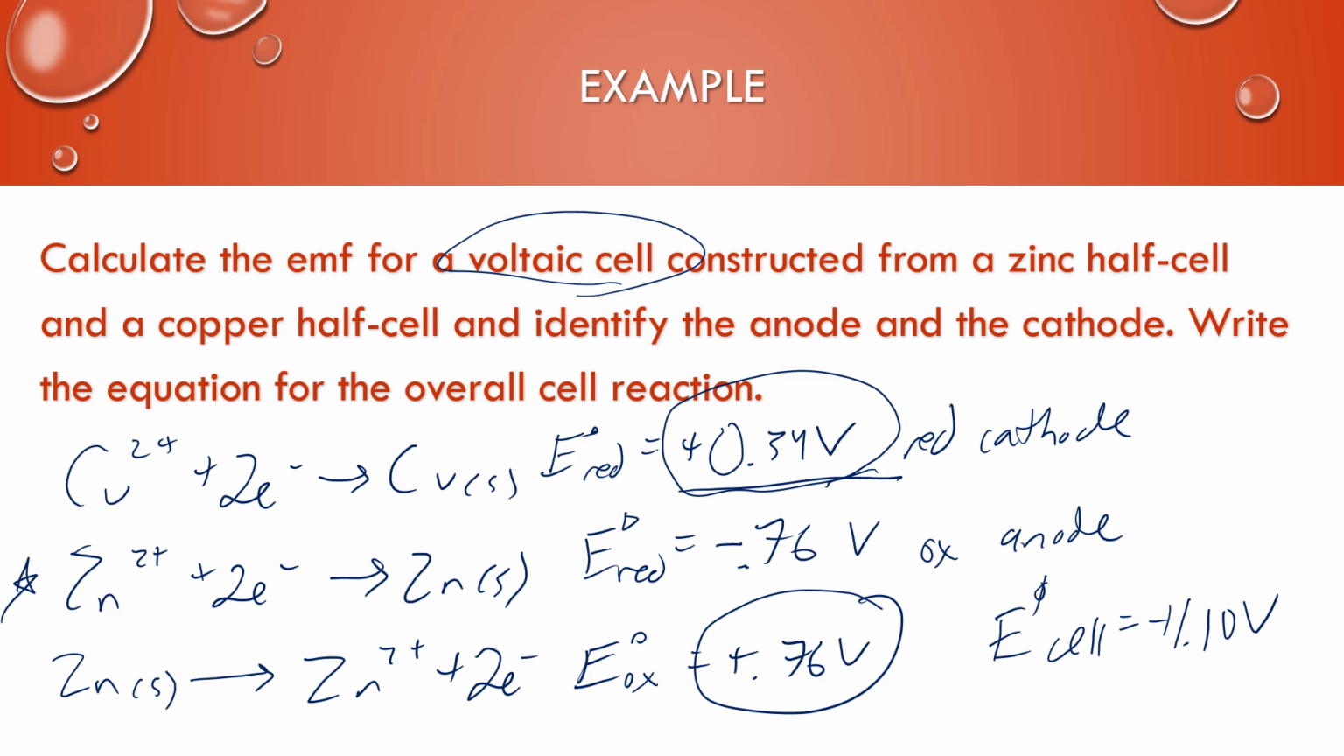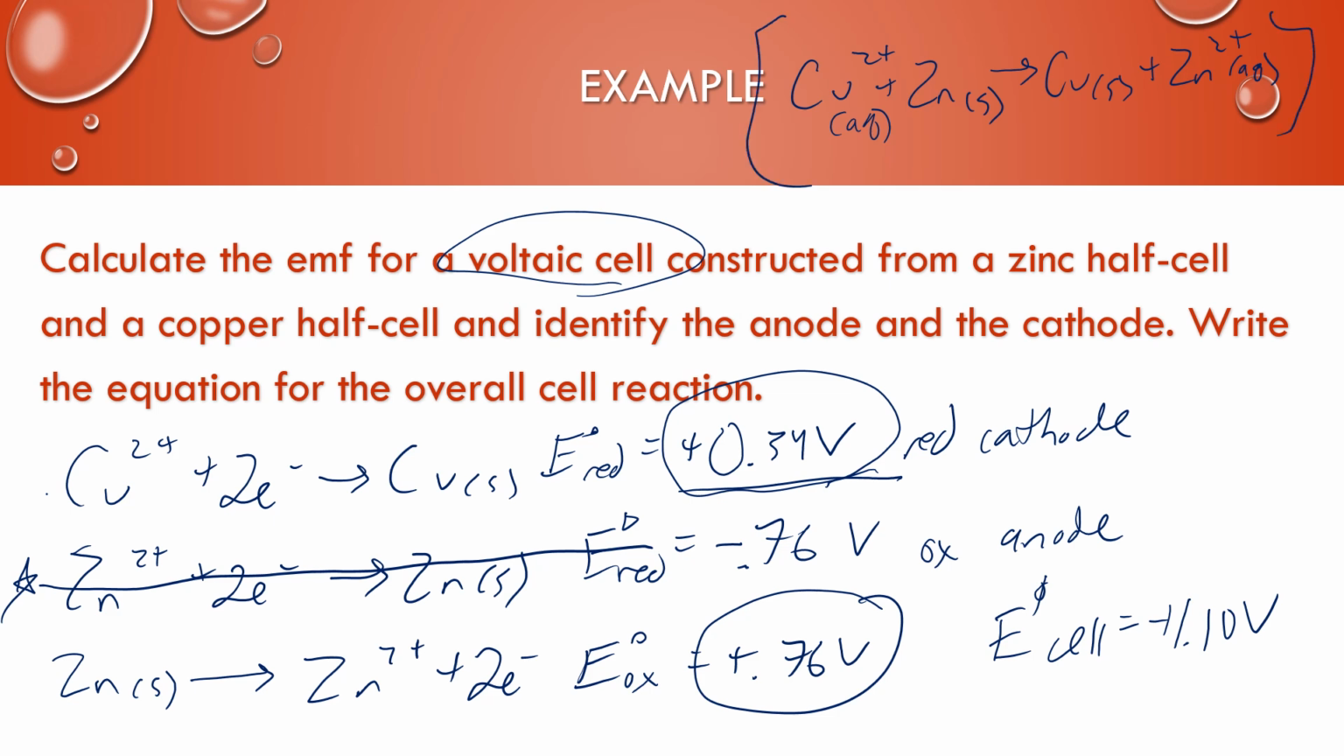Oh, it also wants us to find the overall reaction, so we need to just combine the two, the cathode and the anode together. So you'll do the Cu2+ ions plus the solid zinc, forming solid copper and the zinc ions. The electrons cancel out. So there's my overall reaction, and the cell potential is positive 1.10 volts.